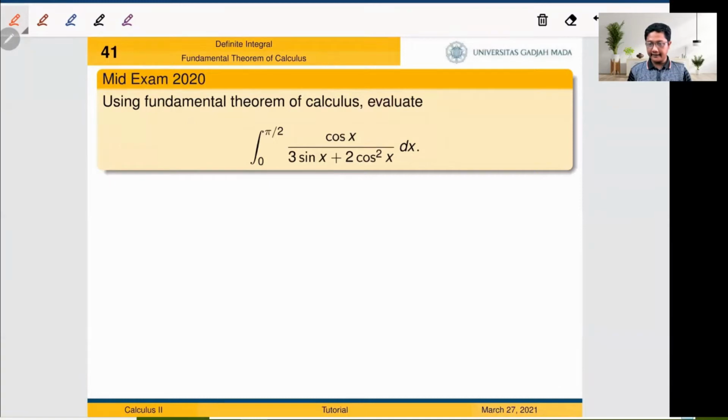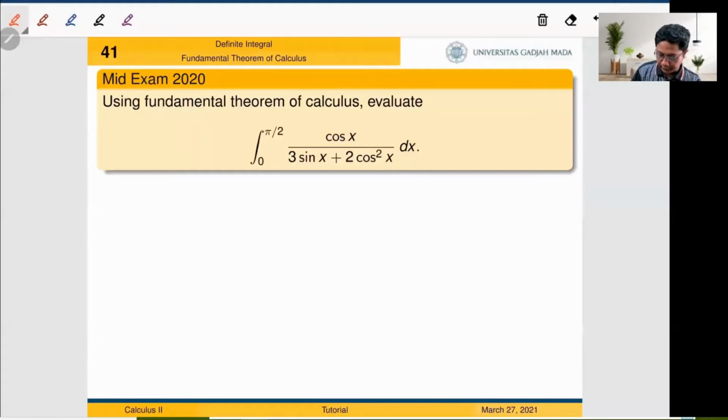I don't think I have enough time to explain all exercises here, but at least we try. At least the first question from mid exam 2020.